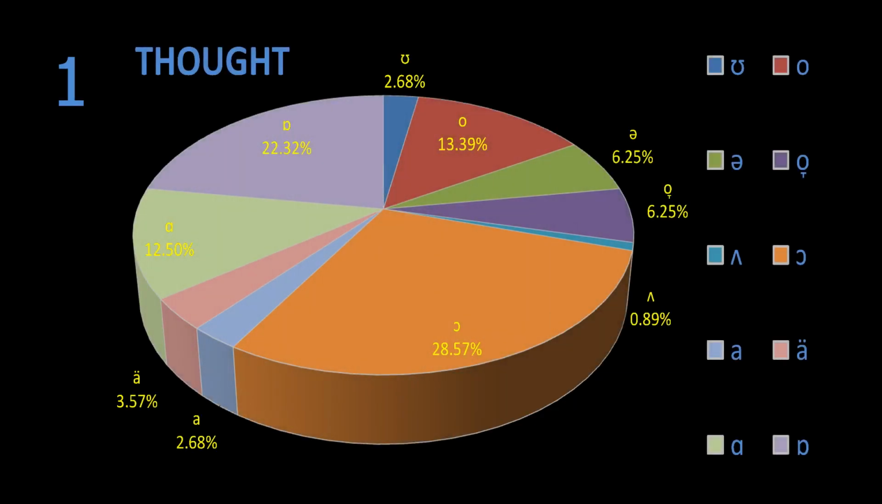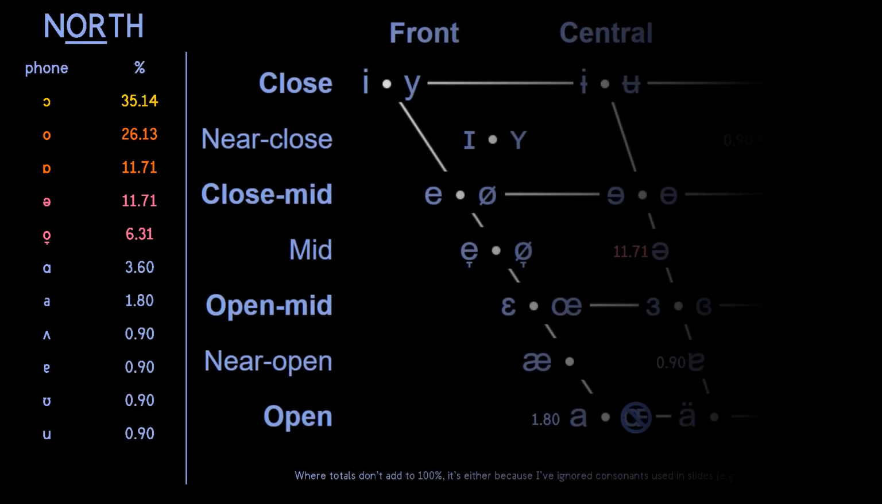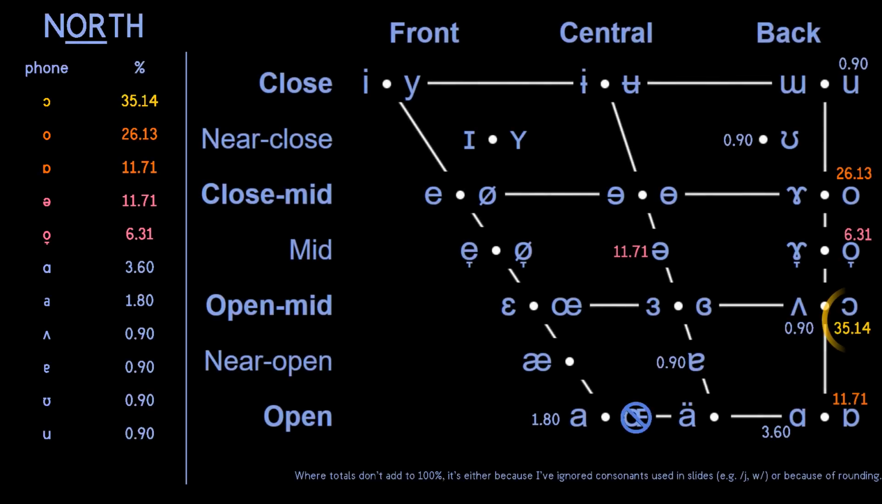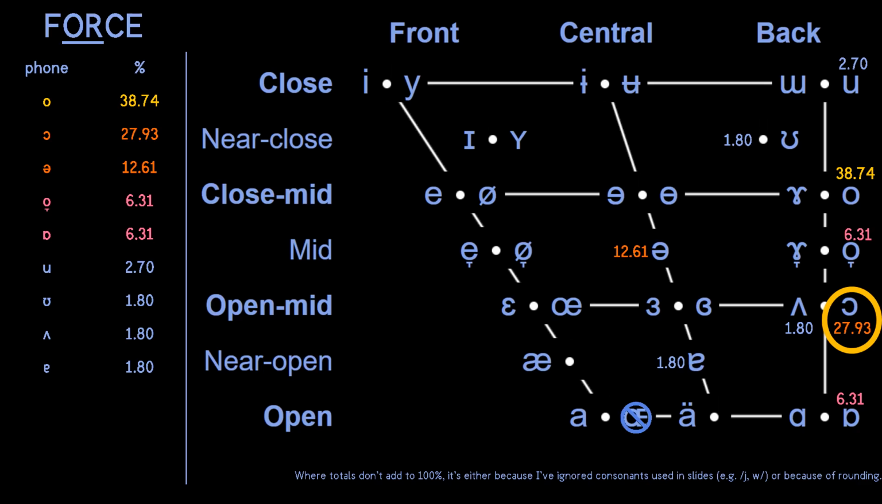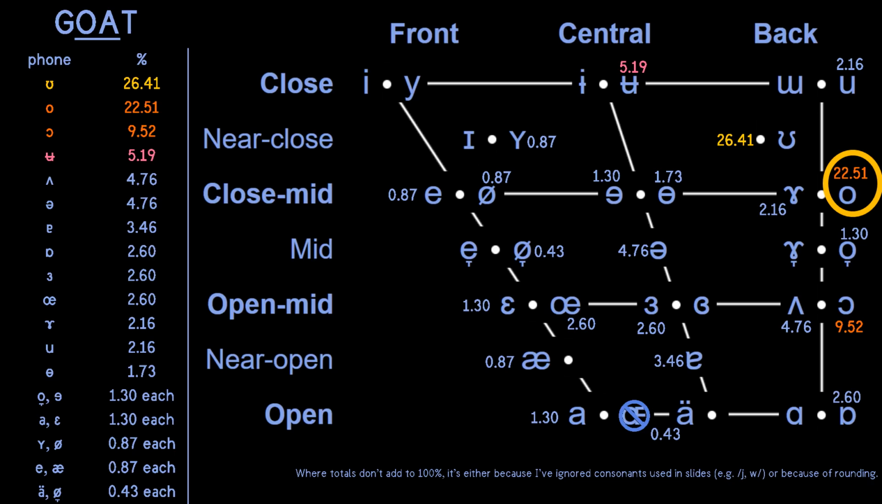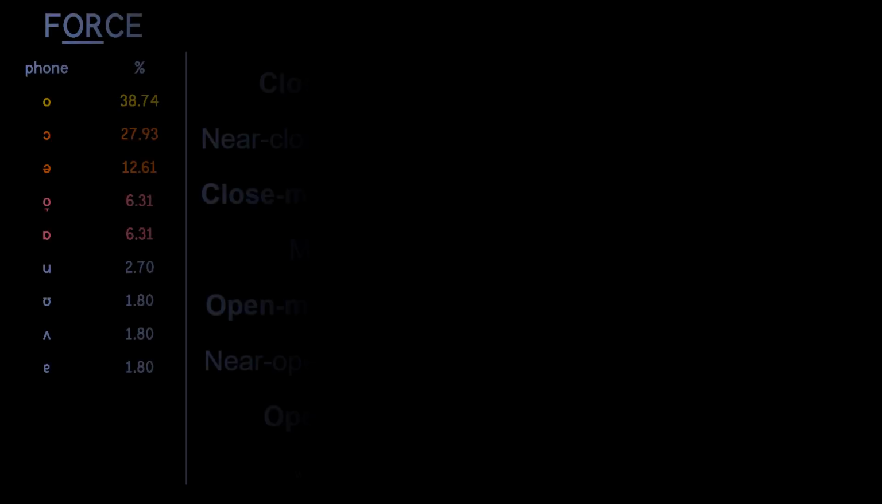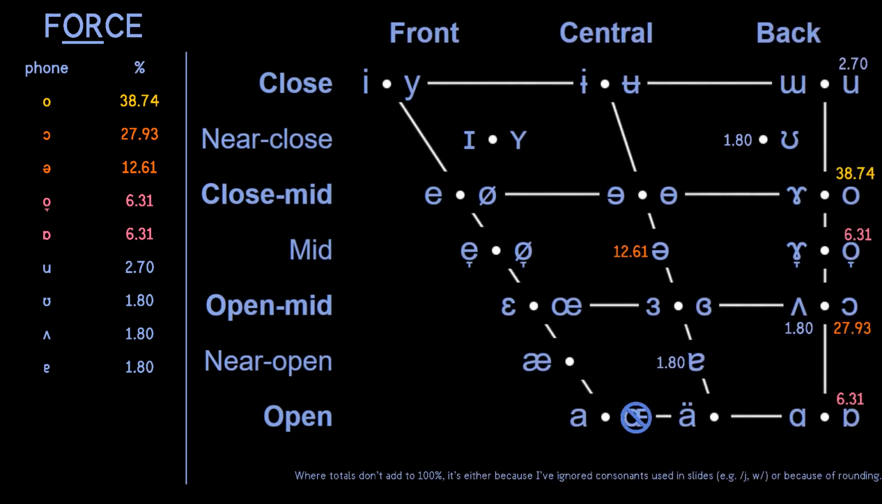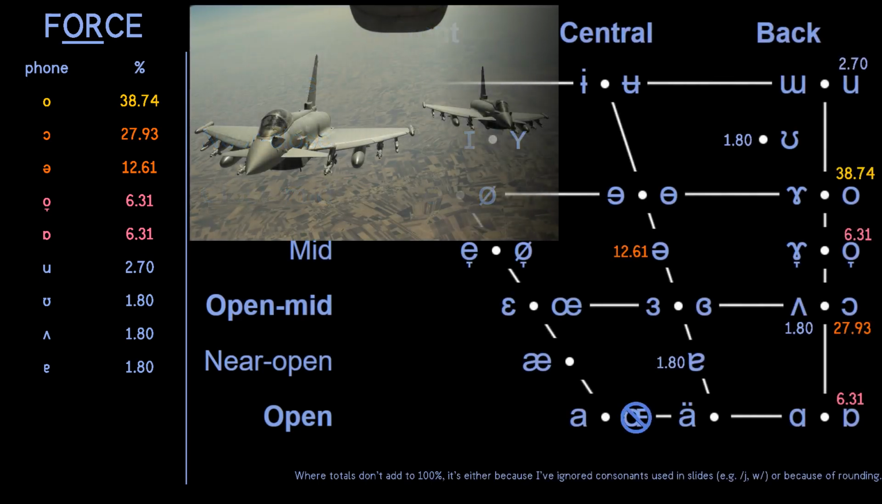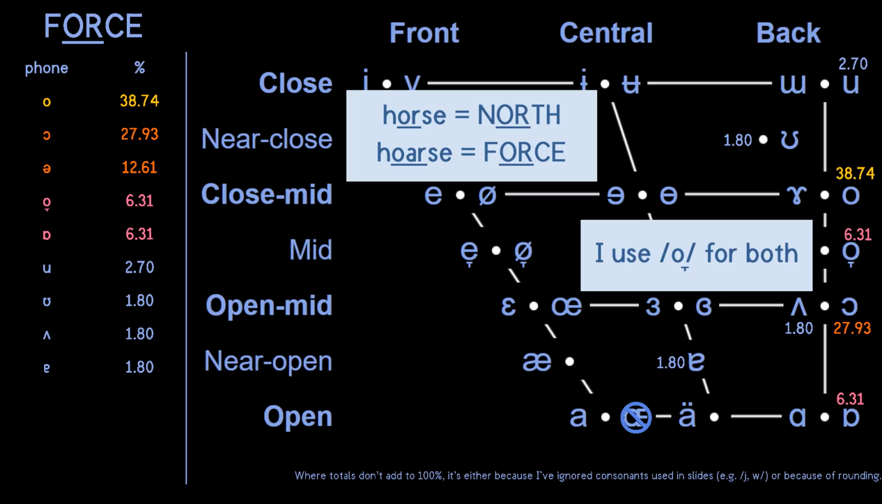Look at the pie charts. Now, watch how the golden phone moves between the north vowel and the force vowel. Did you see that? The force vowel uses the phone associated with the onset of the goat vowel. In my accent, this vowel is merged into the north vowel anyway, but for those who distinguish them, this vowel is used in hoarse, as in when one's voice is sore.